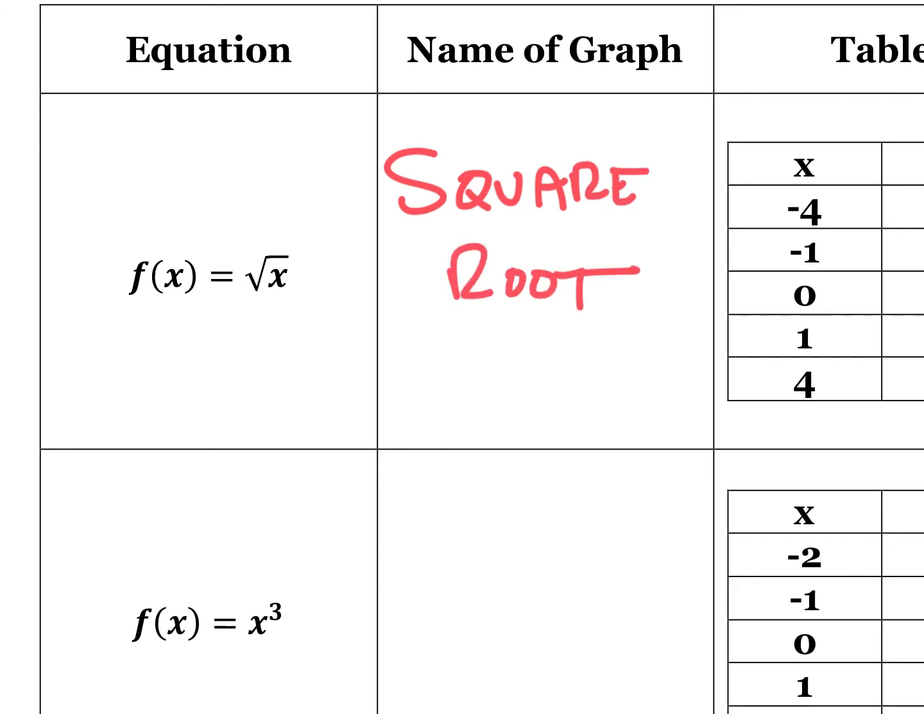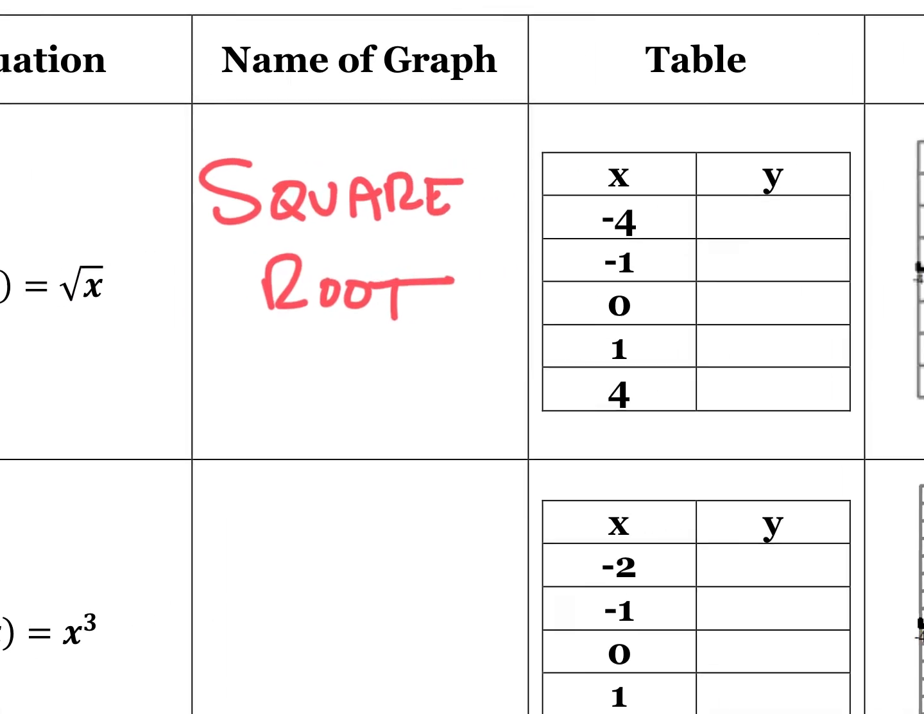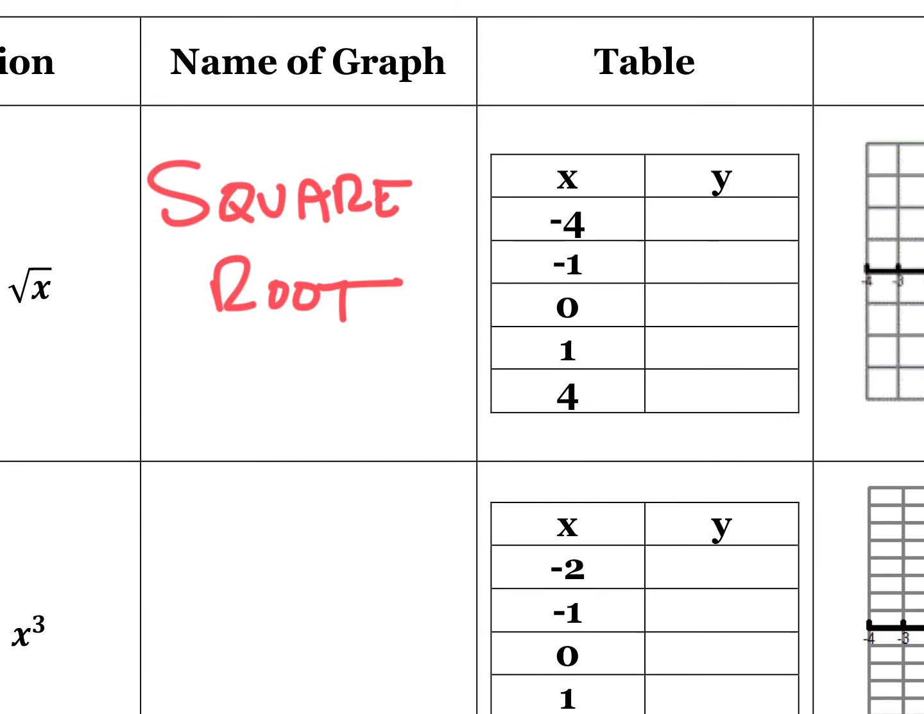Okay, so f of x is equal to the square root of x. So let's go try to fill out this table. Remember that we're treating this as f of x, so this is equal to the square root of x. What's the square root of negative 4? It's not a real number. We can't find the square root of negative 4. So these negatives we can eliminate.